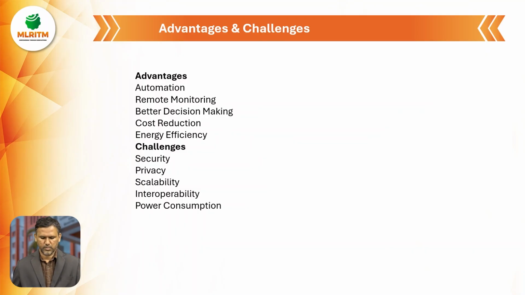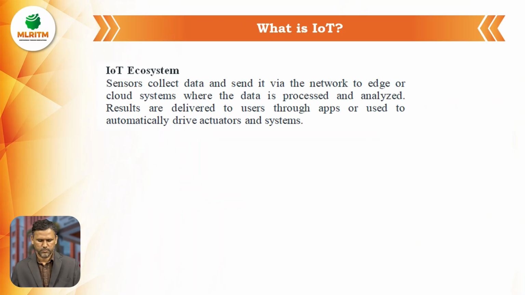So next, advantages and challenges. Advantages are automation, remote monitoring, better decision making, cost reduction, and energy efficiency. Challenges are security, privacy, scalability, integrability, and power consumption. So IoT ecosystems, you can observe here, the sensors collect the data via networks or edges, and cloud systems where the data is processed and analyzed. This is called the IoT ecosystem.